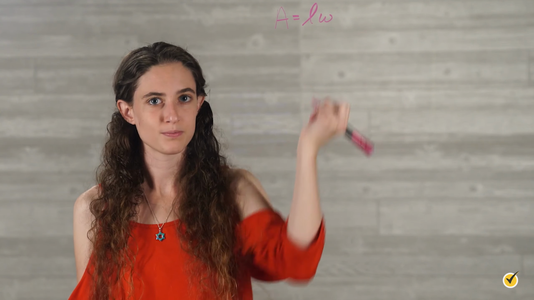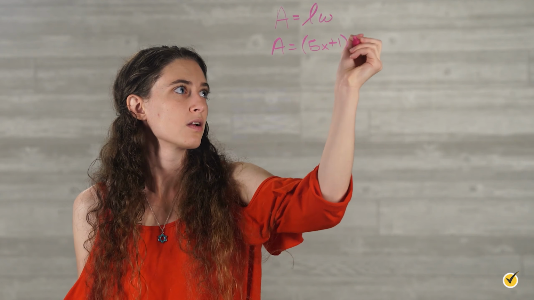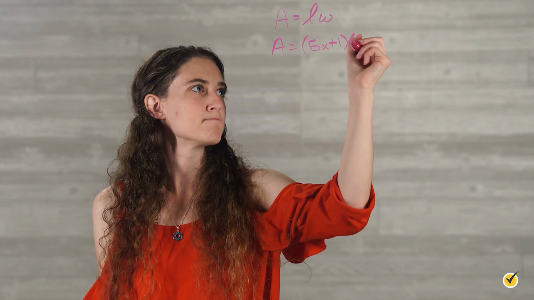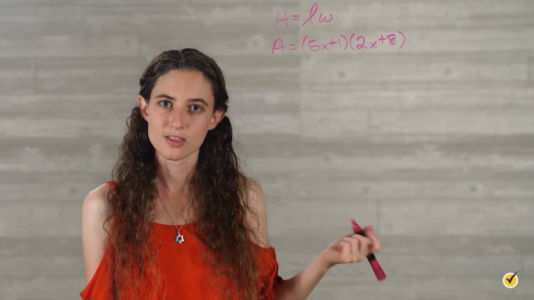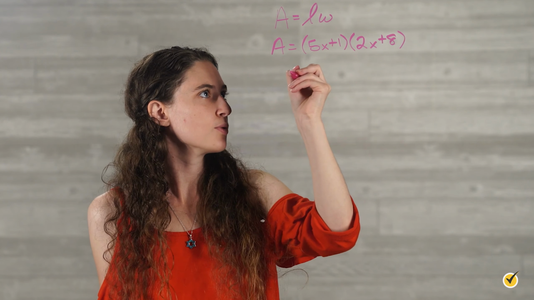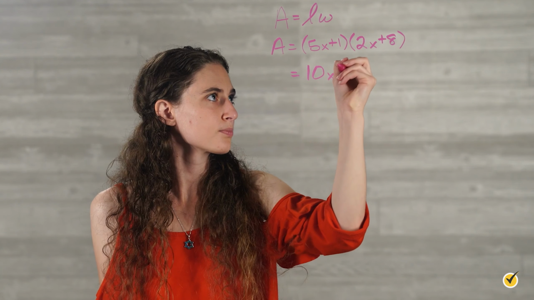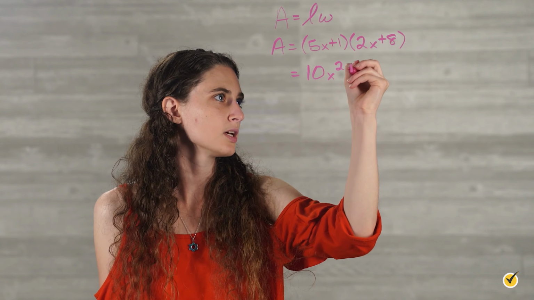To find the area of a rectangle, multiply its length by its width. Area is equal to length times width. Since the length is 5x plus 1, we can write that. And the width is 2x plus 8. Now we can multiply using the FOIL method. So the first two terms are 5x and 2x. 5x times 2x is 10x squared. Plus our outer terms, 5x times 8 is 40x, so plus 40x.